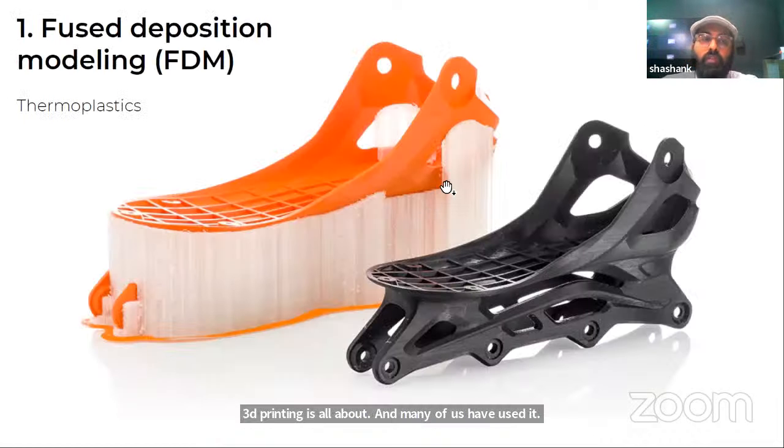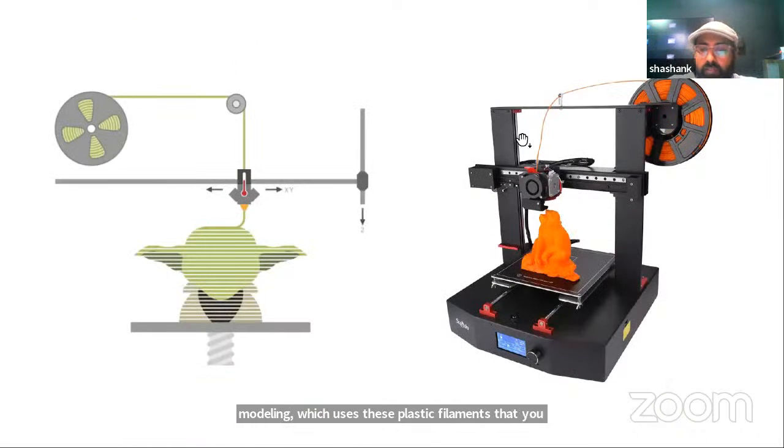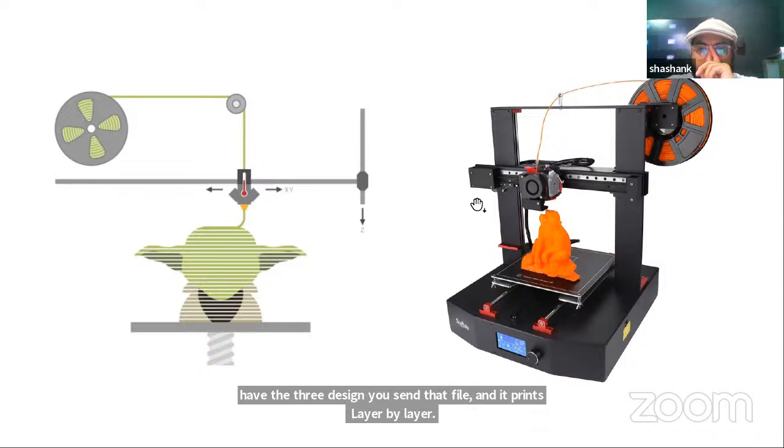The most common one that we must have used is FDM, or fused deposition modeling, which uses these plastic filaments that you must have seen everywhere, like in these smaller machines in your schools or cafes. You send the file, you have the 3D design, and it prints layer by layer, right? It's as simple as this.